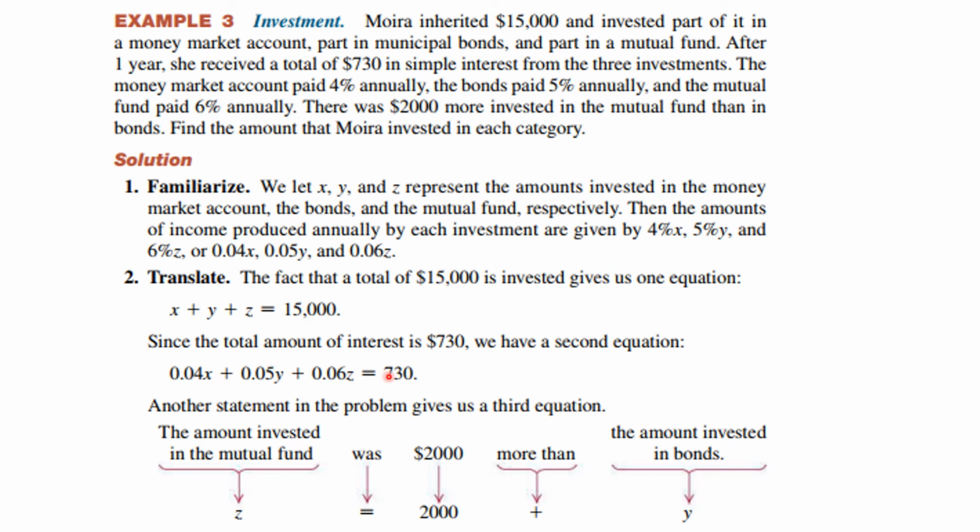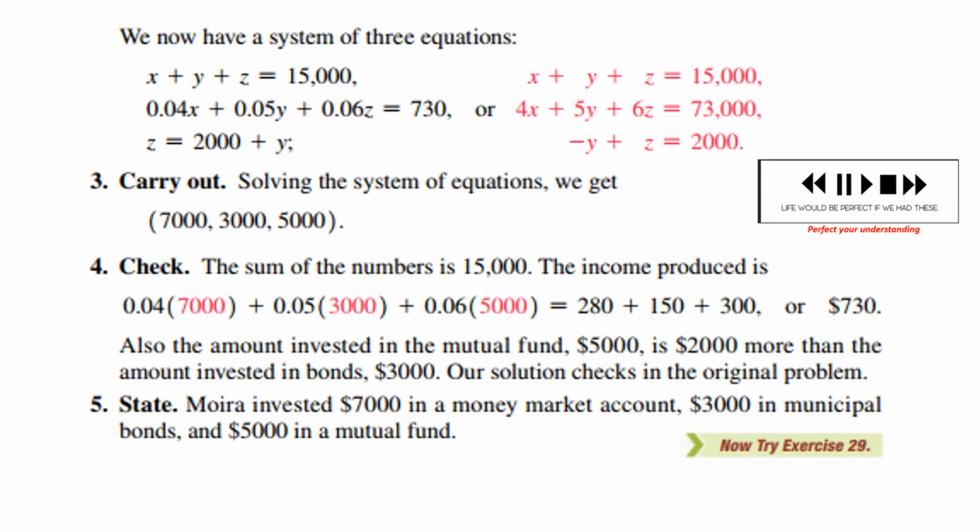Since the total amount of interest she earned was $730, we have a second equation, which is this one. This is the income from the first investment, second investment, and the third investment adds up to $730. And the other thing says the amount invested in the mutual fund, Z, was, which corresponds to is, and it corresponds to the equal sign, 2,000 more than, we add a plus sign, the amount invested in bonds. So you see I do have three equations and three unknowns.